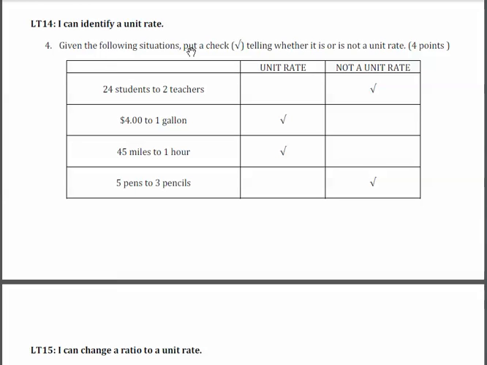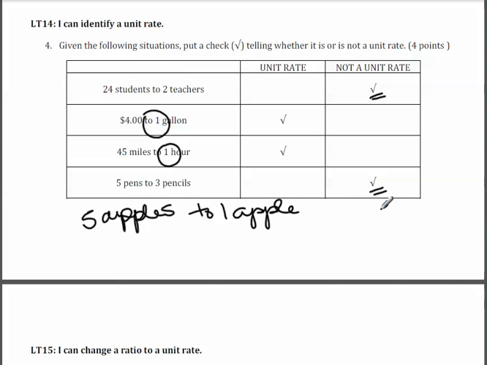Okay, given the following situations, put a check mark whether or not it is a unit rate. If it does not have a 1, then it is automatically not a unit rate. The other stipulation is if it can be added together to form the same category, or if it's the exact same units, then it is not a unit rate. For example, if I had 5 apples to 1 apple, this is not a unit rate. Will you please write that one down?